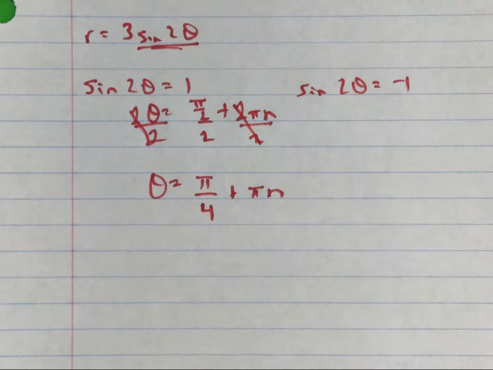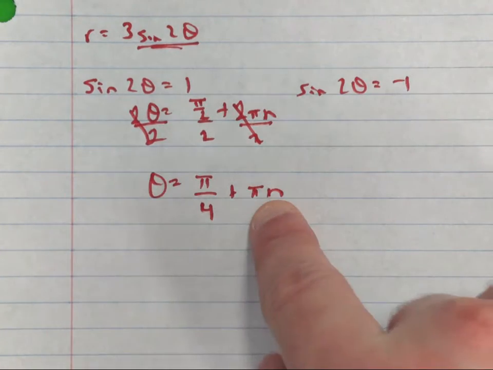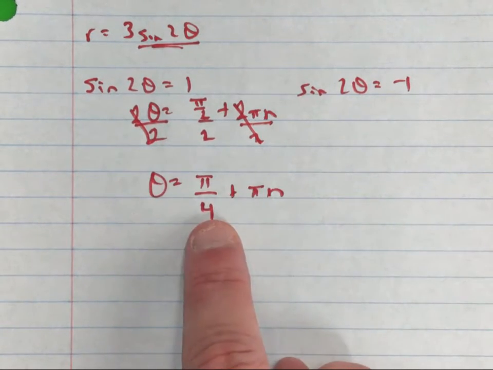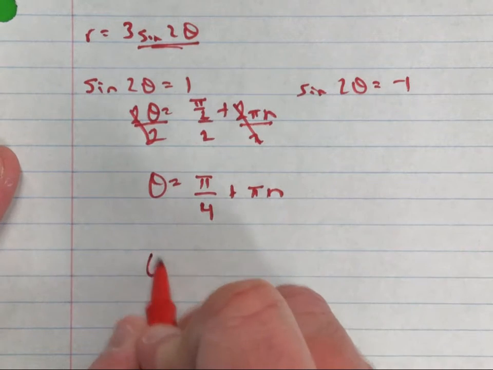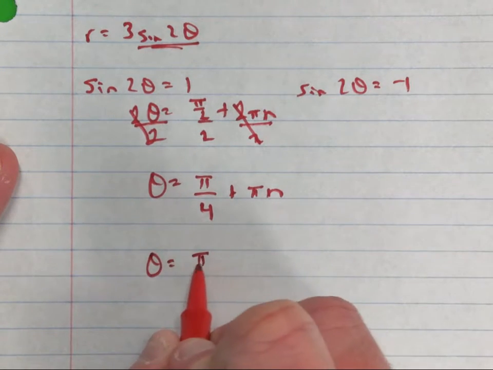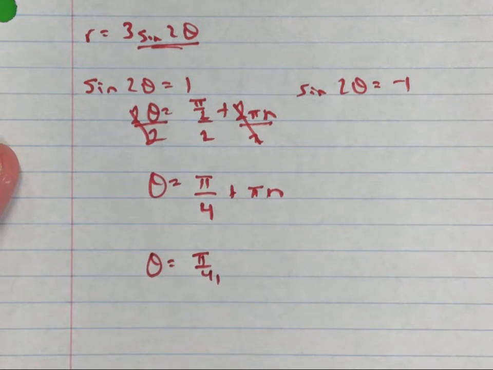How many petals are going to come from each equation? 2. So that means for n, I'm going to plug in what numbers? 0 and 1. So I say pi times 0 is what? 0 plus 1/4 would just be what? 1/4, which I would just write as pi over 4. Does that make sense, Mason?